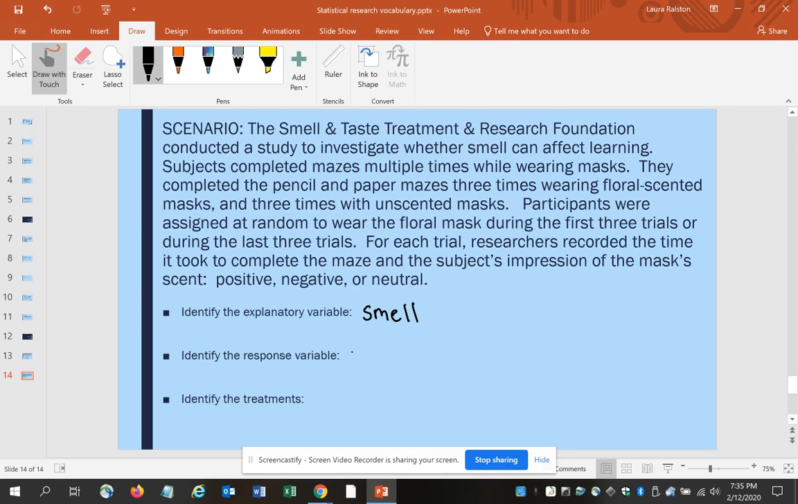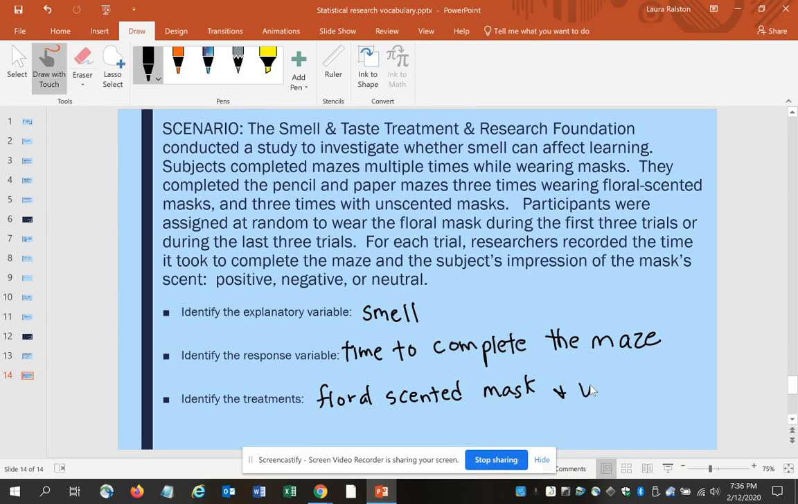So the response variable is how long it takes them to do the maze, the time to complete the maze. And we also have the impression of the scent. I don't know if that really affects learning or not, but you could include that as part of the response variable. The treatments would have been the floral scented mask and the unscented mask.